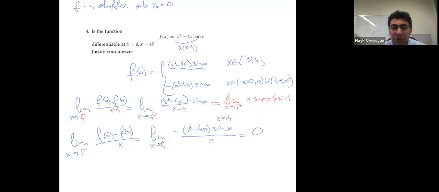And this limit is 4 sine 4. Doing similar calculation from the left side, we will get the limit of f of x minus f of 4, and f of 4 is again 0. And here, dividing by x minus 4, we'll get minus 4 sine 4. These two constants are different from each other, and as a conclusion, we can say our function is not differentiable at 4.